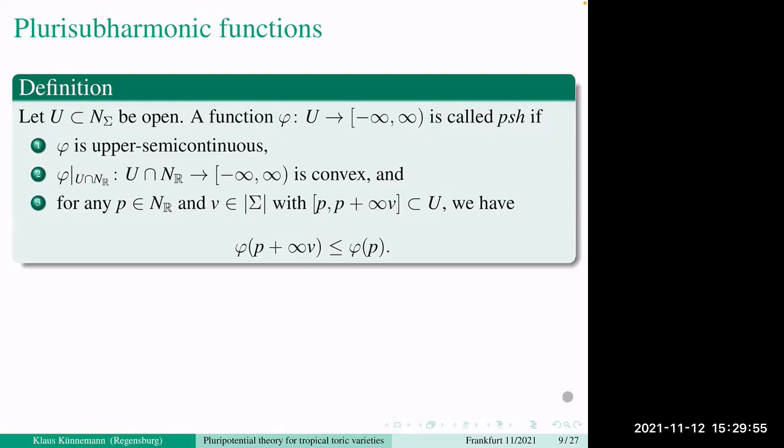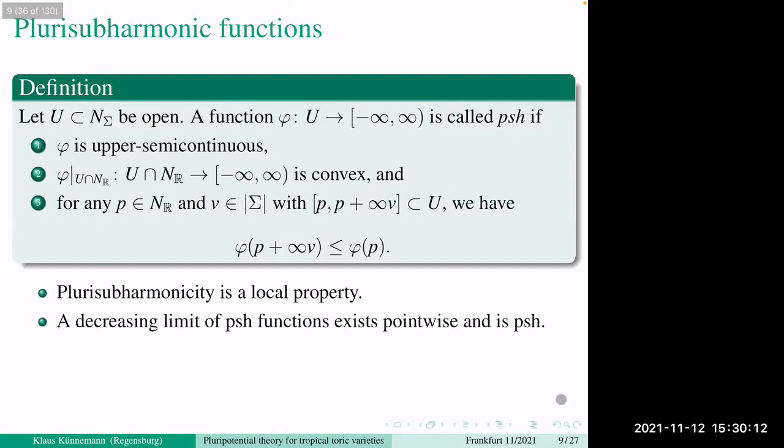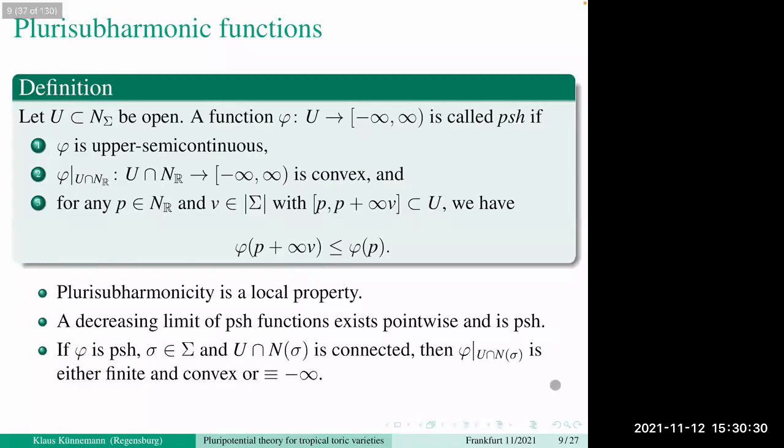Okay, so that's the definition, and now you can start. I mean, of course, it's made so that you mimic the theory which is well-known and well-developed on complex manifolds. So now you start to check properties. So first of all, you can check this is a local property. Then if you have a decreasing family of PSH functions, you can show that the limit exists pointwise and that the resulting function is again a PSH function.